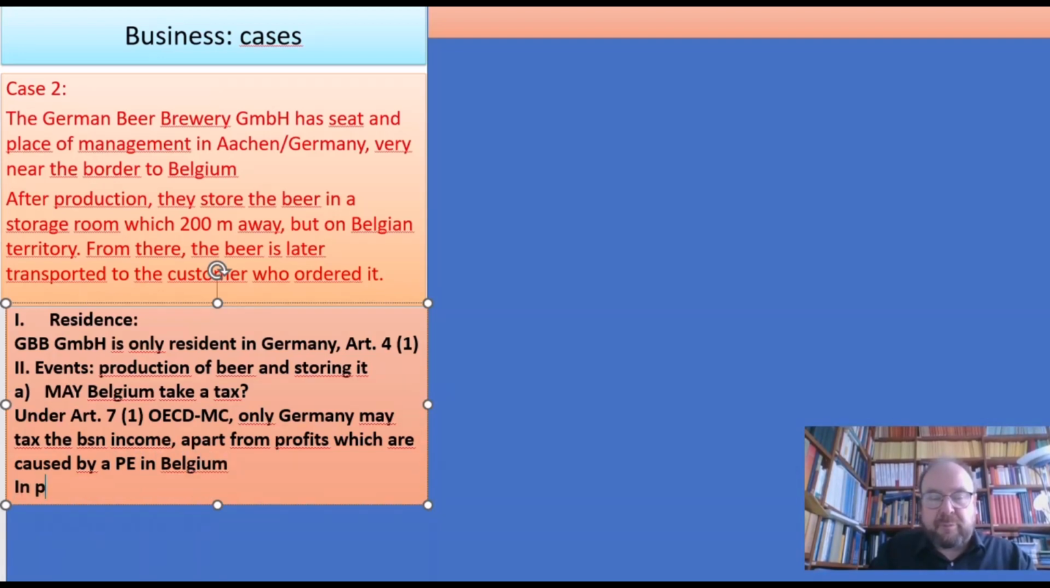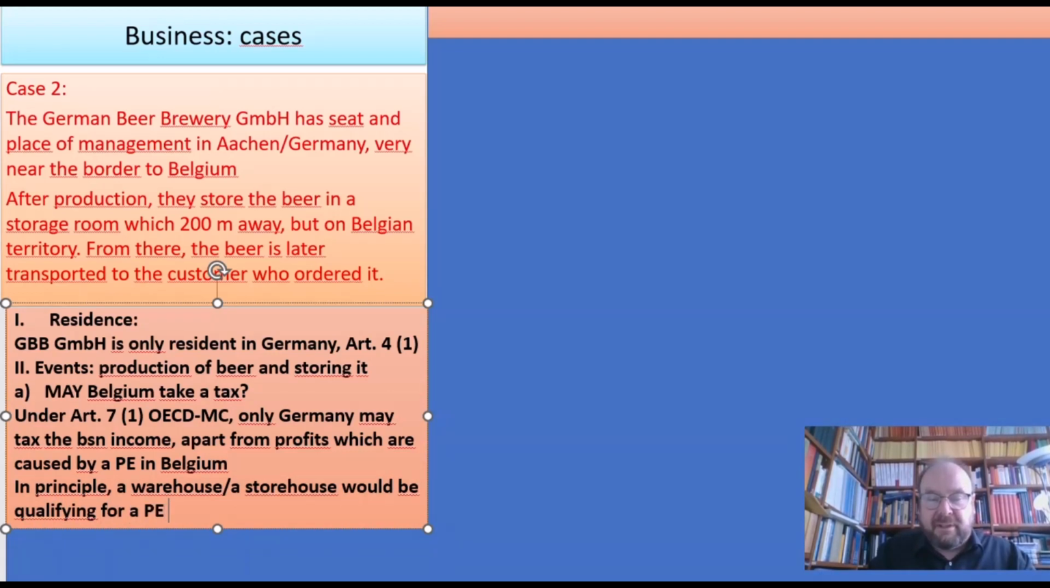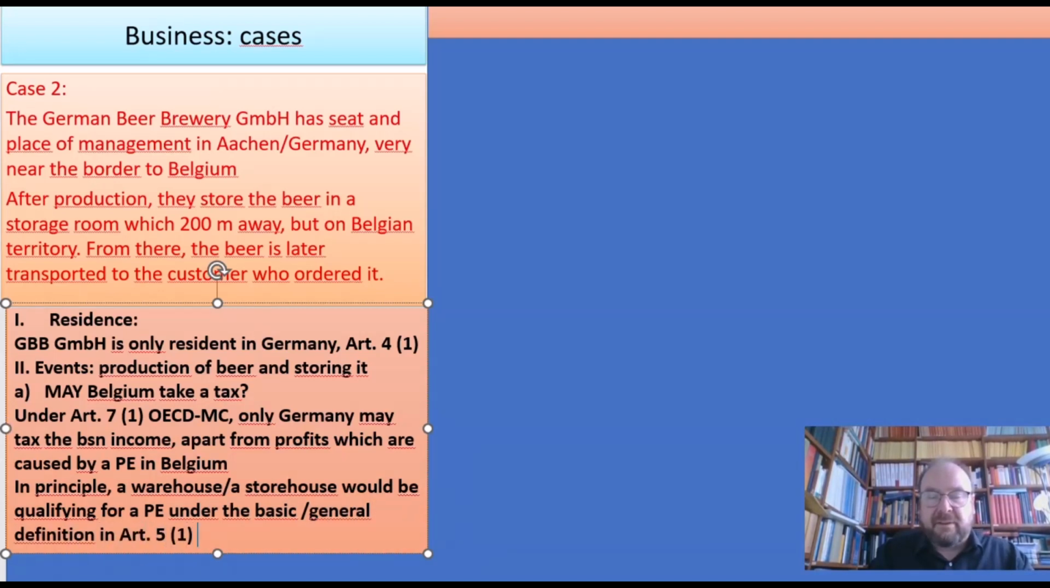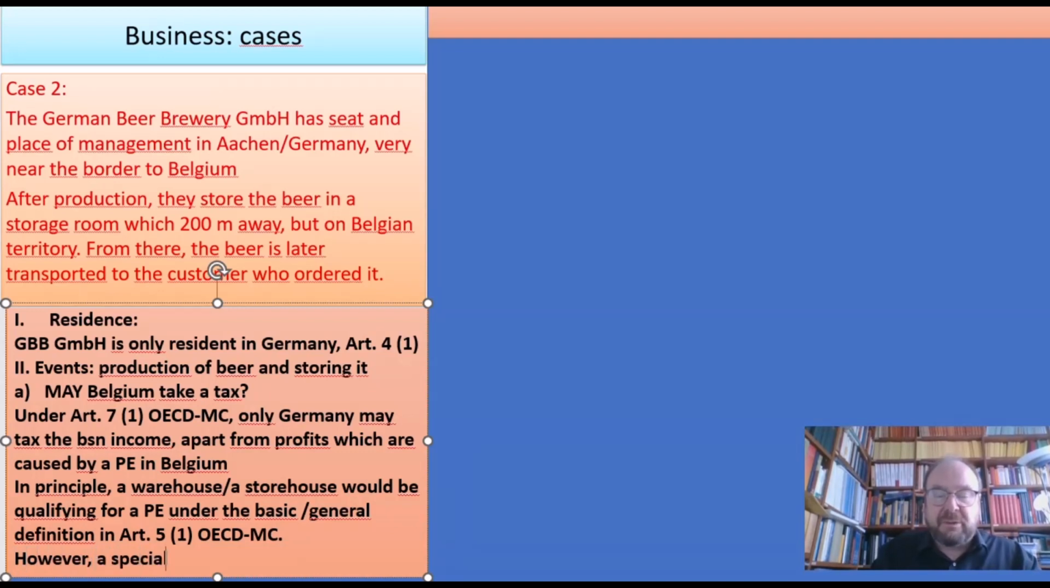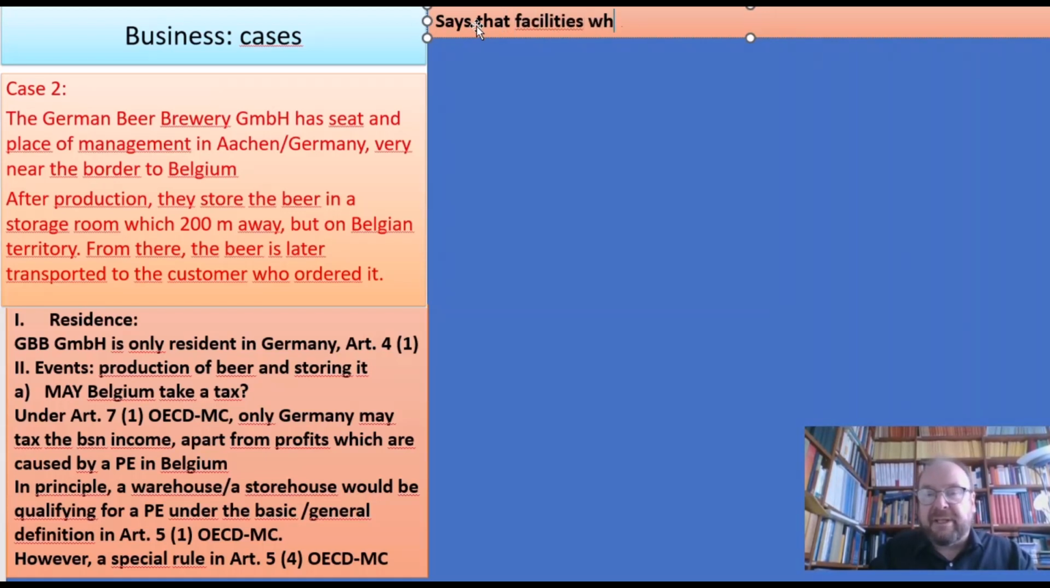Now, in principle, a warehouse or a storehouse would be qualifying for a PE under the basic or general definition in Article 5.1 of the OECD Model Convention. However, a special rule in Article 5.4 of the OECD Model Convention says that facilities or things like that where only goods are stored are deemed to be not a permanent establishment.